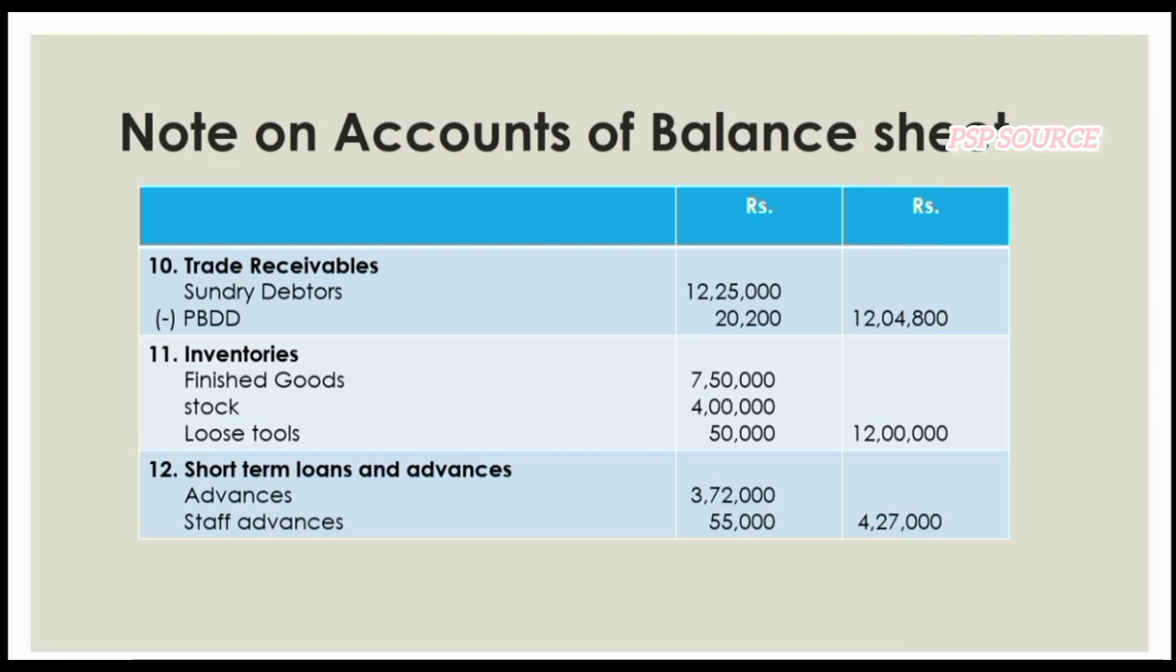In total, we get 12 lakh, and it will come under note number 11. Last but not least, short-term loans and advances. Advances ₹3,72,000 and staff advances ₹55,000. Both together ₹4,27,000. Enter in note number 12.